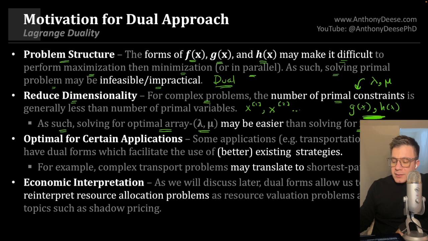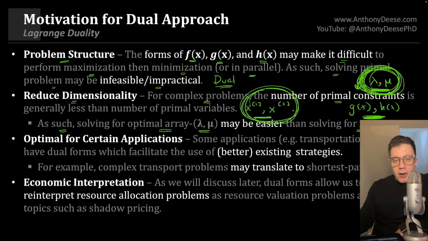So if we have fewer constraints than we do primal decision variables, we also have fewer Lagrange multipliers than we have primal decision variables. And so if duality allows us to solve for lambda and mu first, as opposed to these x values, and if these values have a smaller number, it may be advantageous to try to solve for those first. So we may see that solving for the optimal array of the Lagrange multipliers may be easier than solving for the optimal x. Now we are going to go through a step-by-step example of how to apply duality. So if this isn't clicking 100%, that's okay. You'll have an opportunity to see it in action.